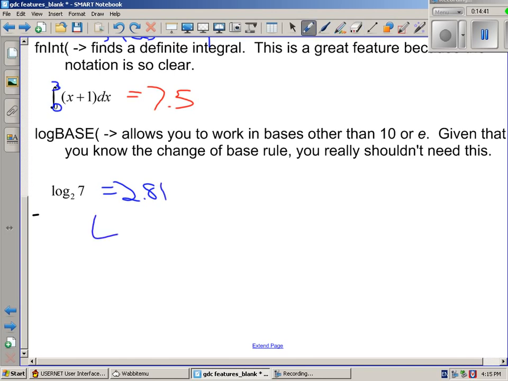But you could have also done it with pretty straightforward ln 7 over ln 2, or log base 10 of 7 over log base 10 of 2, or log of any base of 7 over log of that same base of 2. Okay. So I don't really think you need the log base, but it's kind of cute to have it.